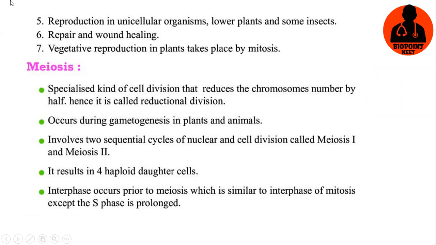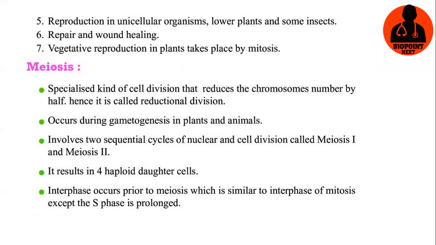Okay, guys. So reproduction in unicellular organisms, lower plants and some insects, repair and wound healing, and vegetative reproduction in plants take place by mitosis. So all these are the significance of mitosis. Is that clear, guys?